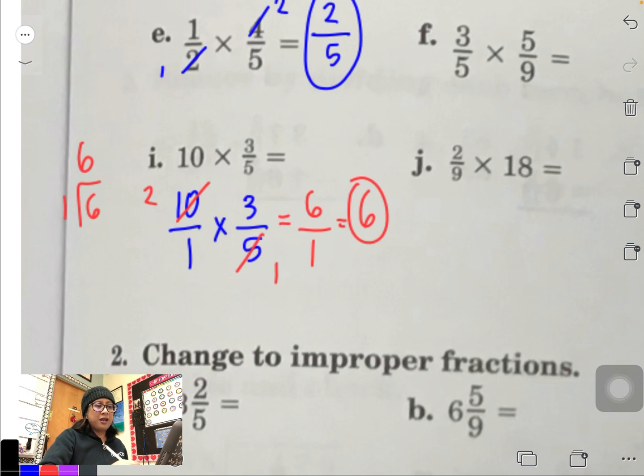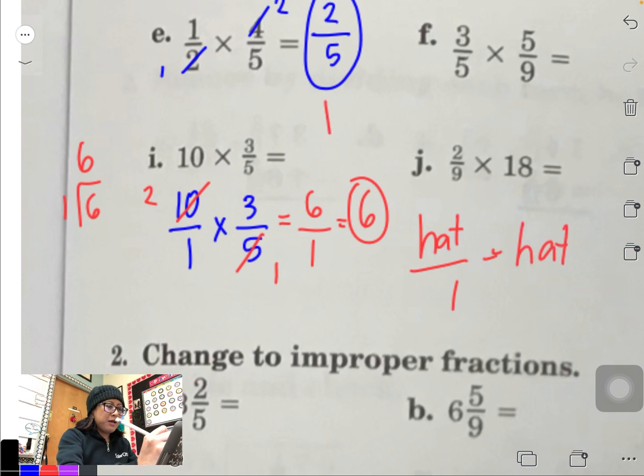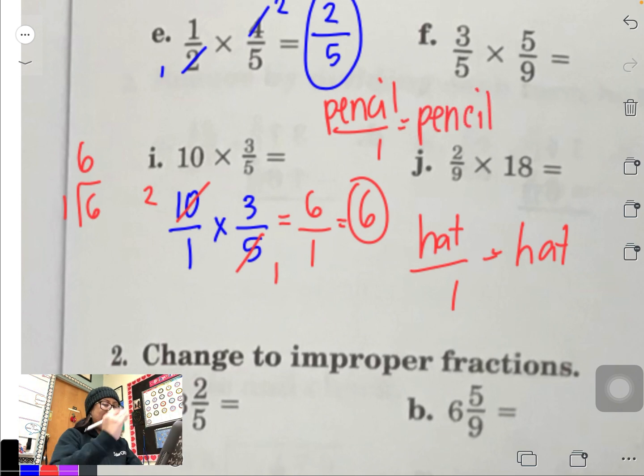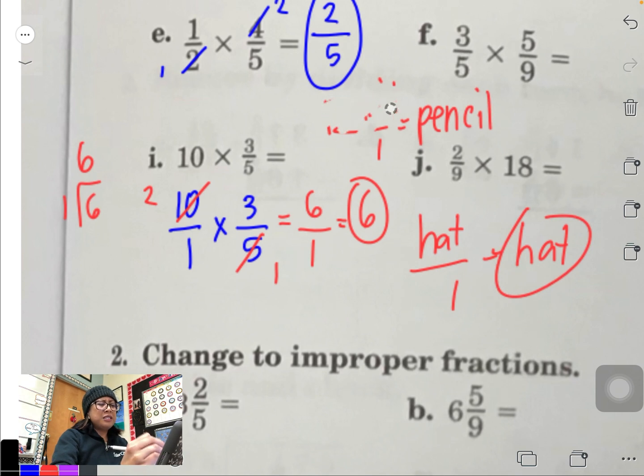Like I said last time, hat divided by 1 is hat, okay? Pencil divided by 1 is pencil, okay? Anything divided by 1, you've got to put that word or that number. Do not leave it as owl over 1 or 19 over 1. Please don't do that, right? It's kind of like, remember how I said, oh, it hurts. Like, it has to change. It has to be different. I'm going to make this thicker.